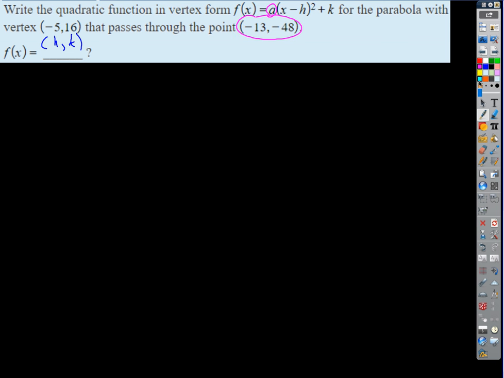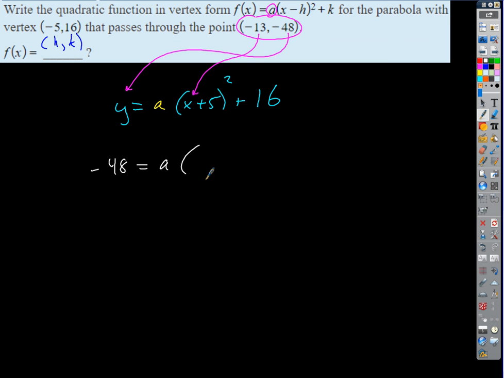So we get, if I just plug this stuff in, I'm going to get y equals a times x minus -5 squared plus k, which is 16. I've only got one more thing to solve for, and that's a, and that's where I can plug in -13 for x. Whoops. I can plug in -13 for x and -48 for y, just solve for a, right?